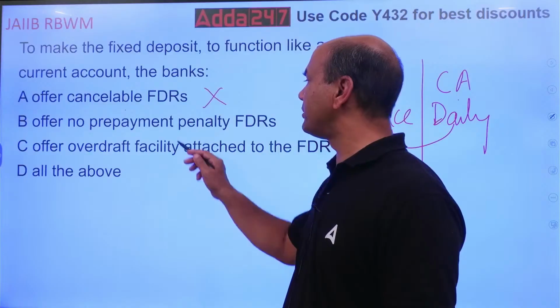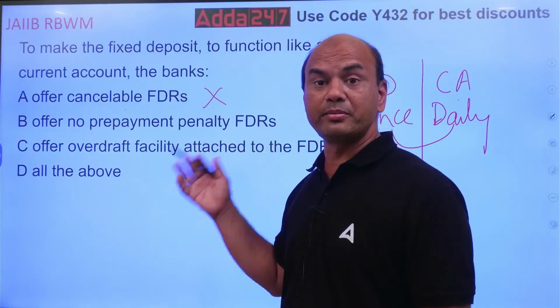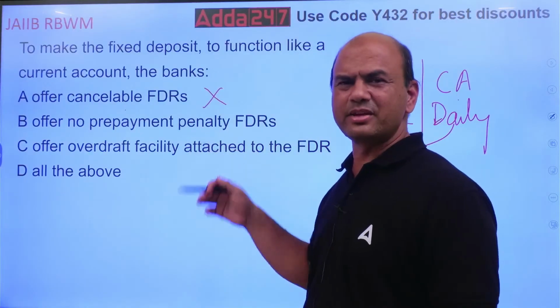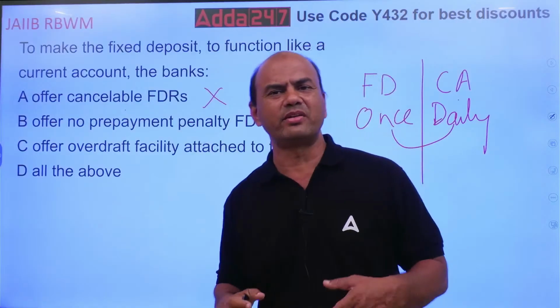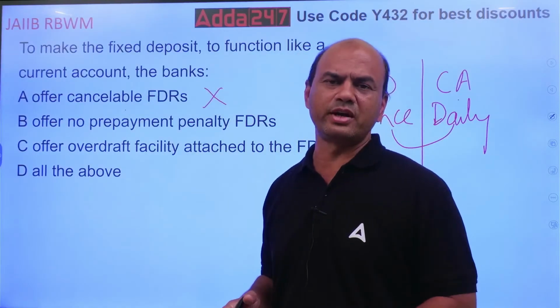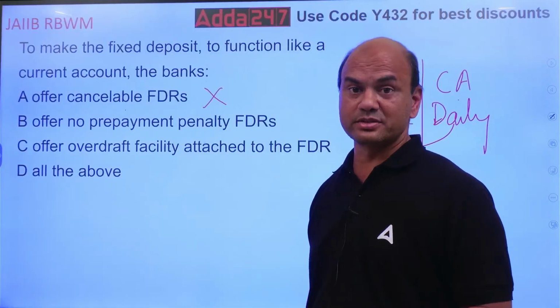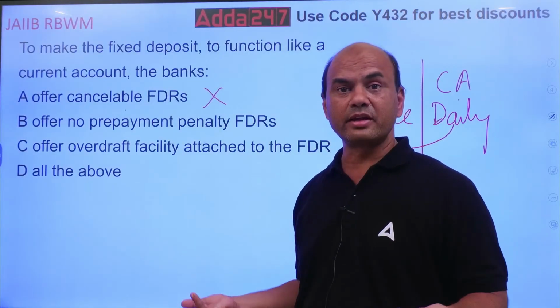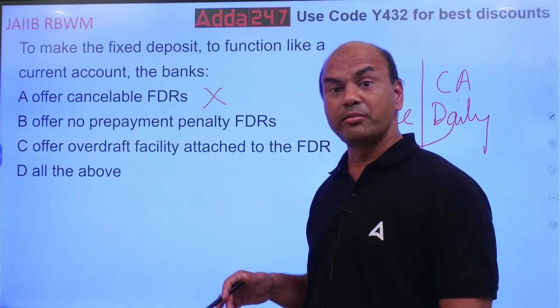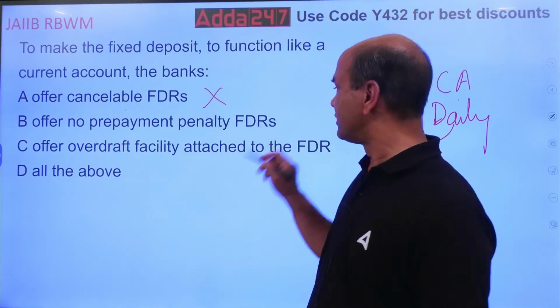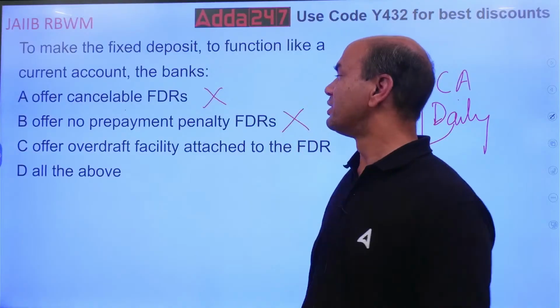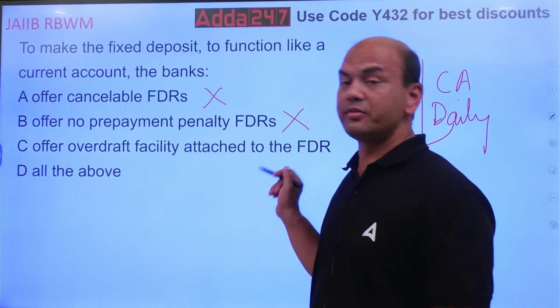Offer no prepayment penalty FDRs. No prepayment penalty means the same as the similar ones. Whenever I want to withdraw it, I can withdraw it without any penalty. But in that case also, where is the FDR? The FDR is gone, but I want the FDR to remain. That is also gone.